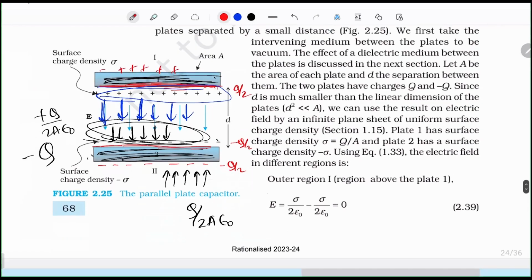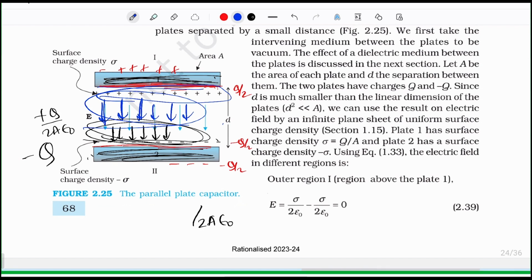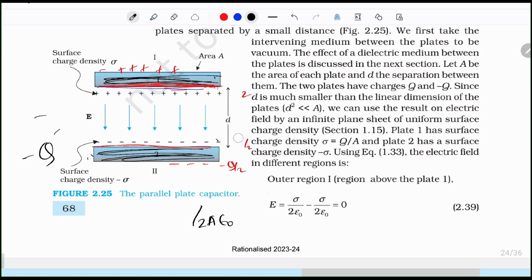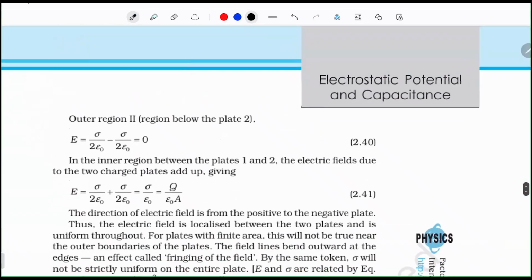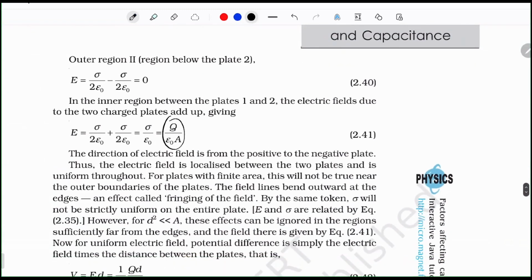Due to symmetry, you can argue in the same case, these blue arrows here are also going to be here, and they're going to cancel out with the black arrows here, and there's going to be no electric field here. Whereas inside, they're actually going to add up because they're in the same direction. So the Q by 2A epsilon naught becomes double, and therefore the field inside the conductor is Q by A epsilon naught. So there you go. That's what the textbook also says.